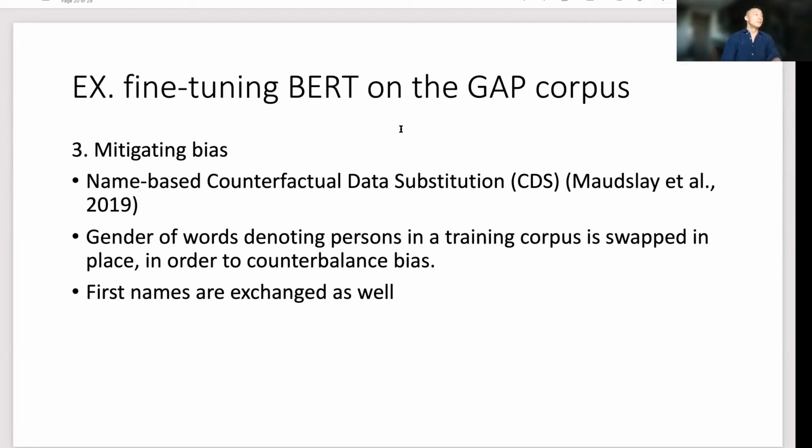For the gender of words denoting a person, you can swap them in place in order to counterbalance the bias. So you get more data. You get a copy of it that's of the opposite gender, and you also replace the first name. So there are a bunch of things you can do. These are some obvious things, and these are some preliminary work.